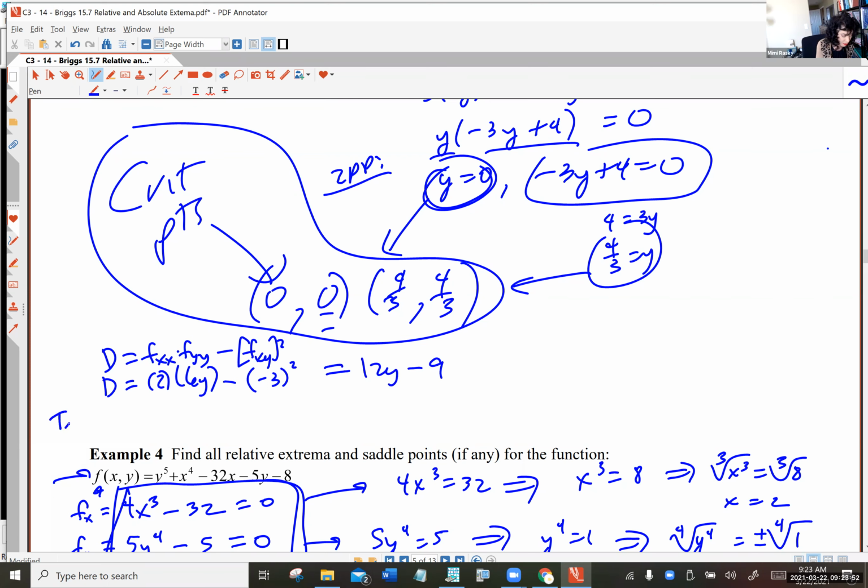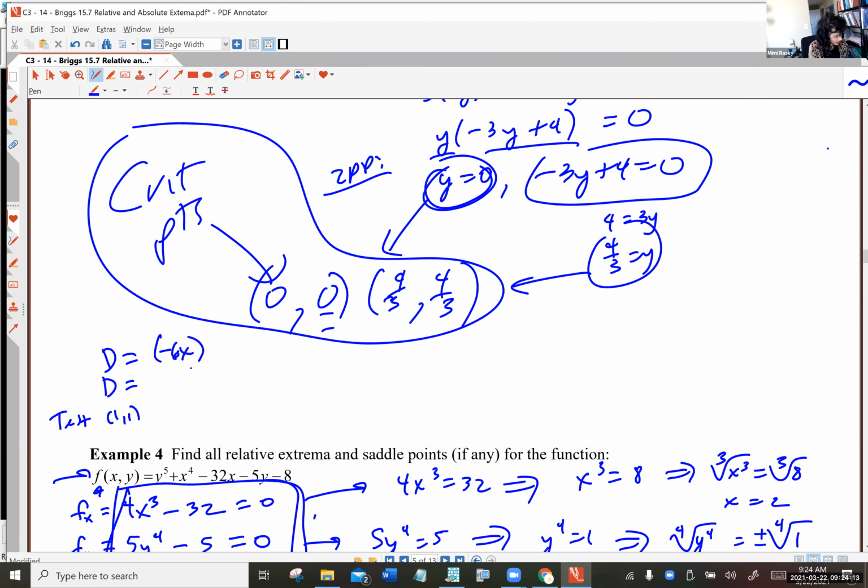So let's say I want to test the point (0, 0). Oops. Sorry. Am I doing this wrong? Yes, I am. I'm sorry. I'm really blowing this here. I'm looking somewhere else and copying something else down. I apologize. Wrong problem. Well, you guys didn't say anything.